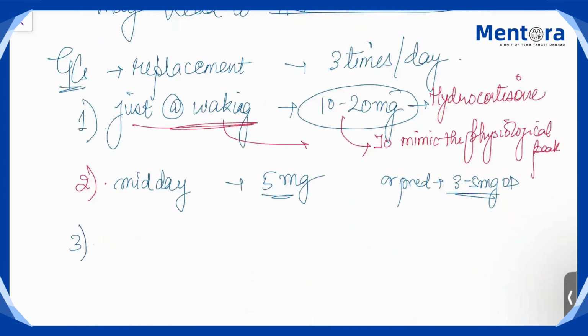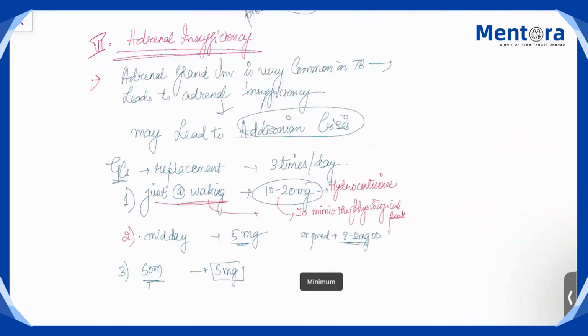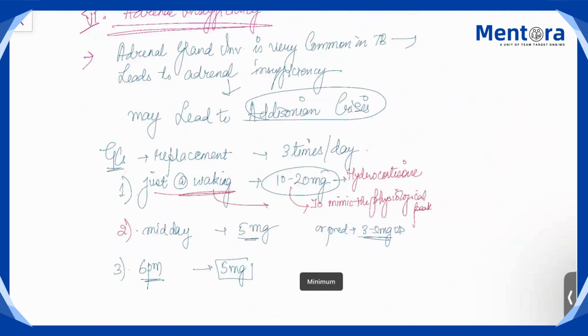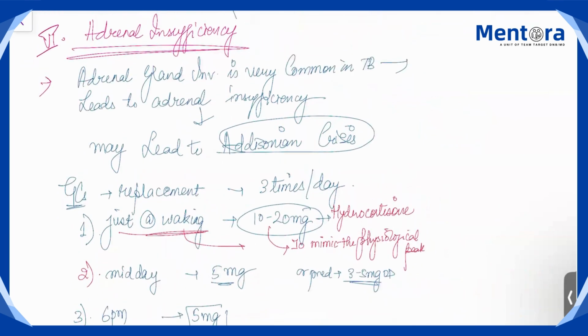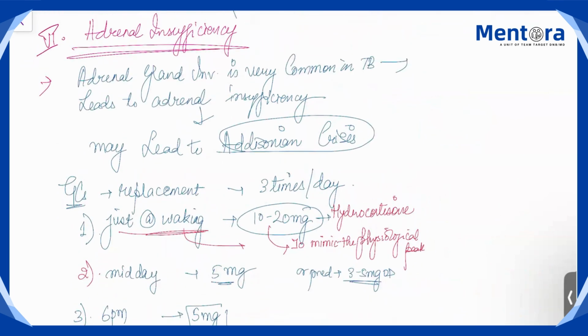And third कब दोगे? At 6 p.m. क्योंकि again the cortisol levels are shooting at this time. So we will give 5 milligram at 6 p.m. Okay, so this is how you have to give corticosteroids in adrenal insufficiency.